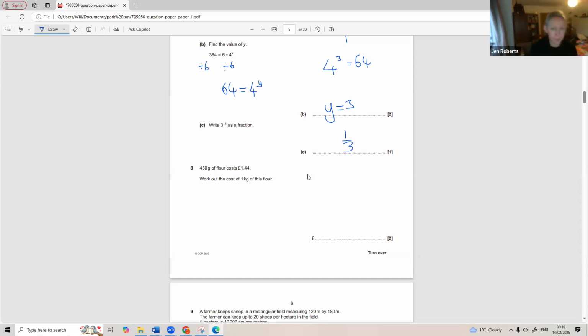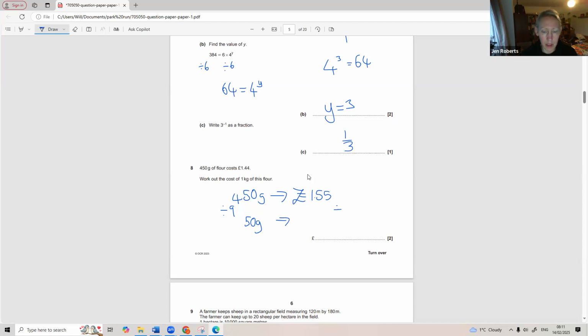Okay, question 8. 450 grams of flour costs £1.44. We need to get 1 kilogram. So I'd be thinking, right, okay, 1 kilogram's 1,000 grams, isn't it? I want to work this into something easy for me to get 1,000 grams. So I'm going to work out the value of 50 grams first of all. What do you divide 450 by to get 50? 9, isn't it? Because 45 divided by 9 is 5. 450 divided by 9 is 50.